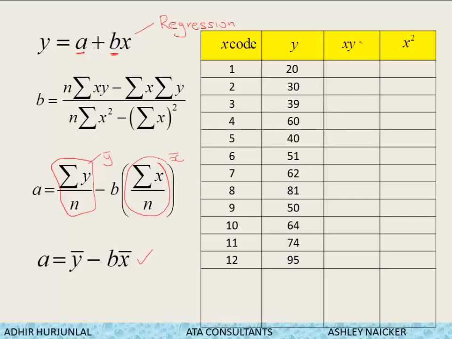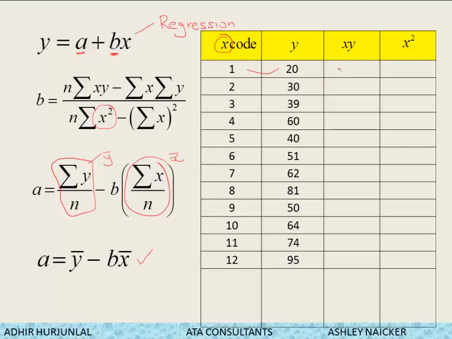Now how do I know that I need to put in here x times y and x squared? Very, very easy. I get this from the equation. According to my equation, I need to get the sum of xy. So it means I need to know x times y. I also need to get here x squared, and that is why I know I need x squared. Now remember guys, this is x, that is y. In order for me to get xy, it means x multiplied by y.